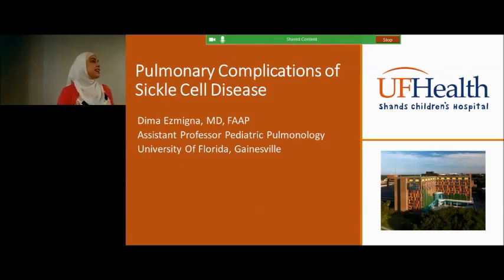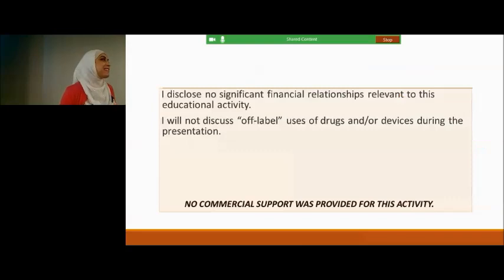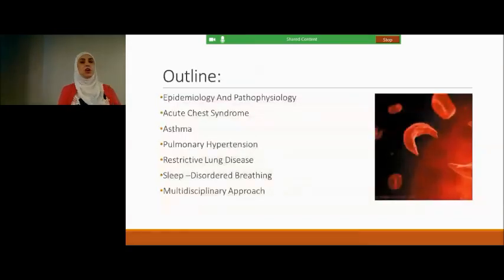Our topic for today is, as you can see, pulmonary complications of sickle cell disease. I have nothing to disclose, obviously, and hopefully during this lecture, we will be able to go briefly over the epidemiology and pathophysiology of sickle cell disease.